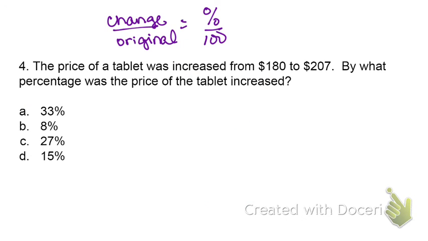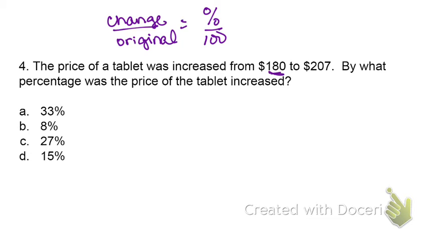All right, problem 4 says the price of a tablet was increased from $180 to $207. By what percentage was it increased? Okay, so my original price here was $180. If my new price would be $360, it would have increased by 100%. Okay, we know that. So if it increased by $90, it'd be up 50%. None of these numbers are that high, okay?